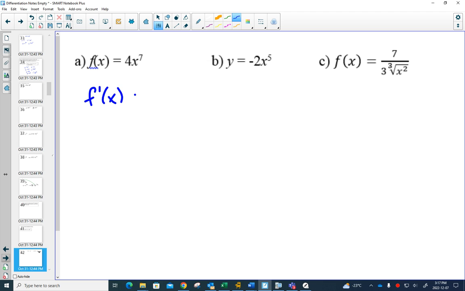the derivative, I bring the 7 out in front. 7 times 4 is 28. Subtract 1 from the exponent.